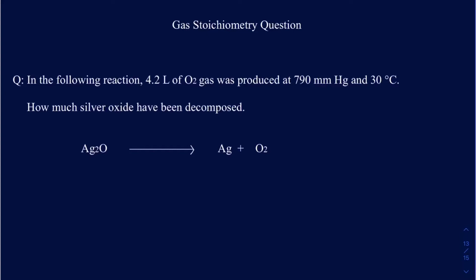In this tutorial, we're going to be solving two problems that are related to the gas stoichiometry questions. Okay, let's look at this first one. It says in the following reaction, we have 4.2 liters of O2 gas produced at 790 mm of mercury and 30 degrees Celsius. How much silver oxide has been decomposed?